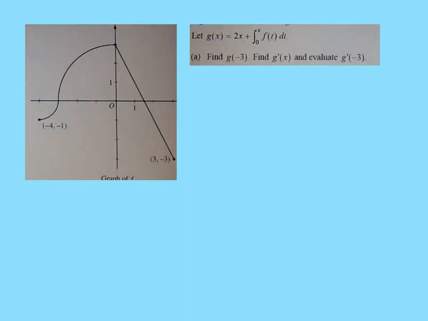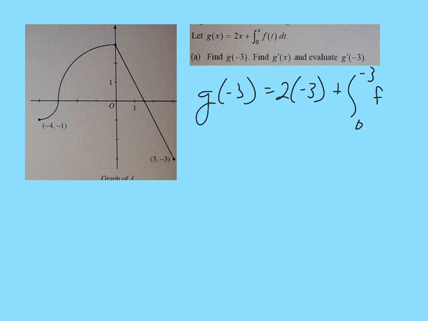So the first part just says if this is g of x, find g of -3. So g of -3 is just going to be 2 times -3. We're going to put in -3 wherever we see these x's. We're going to go from 0 to -3 of f of t dt, f of t just being this graph. This is the graph of f. It's a little cut off there. Let's keep going. The first part was pretty straightforward. That's -6.